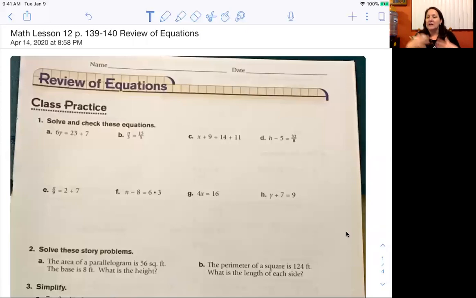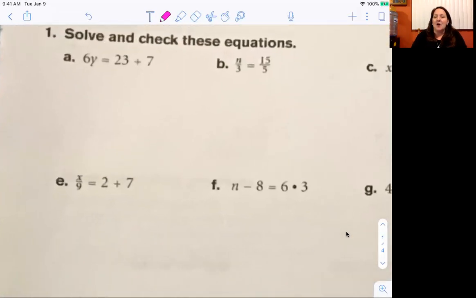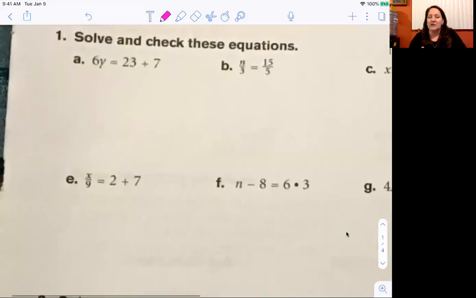So there's not really an introduction today. What we're really doing is just solving. And I'm going to walk you step by step through it, and we're going to solve these together. So let's look at 1A. It says solve and check these equations. Well, I have 6y equals 23 plus 7.